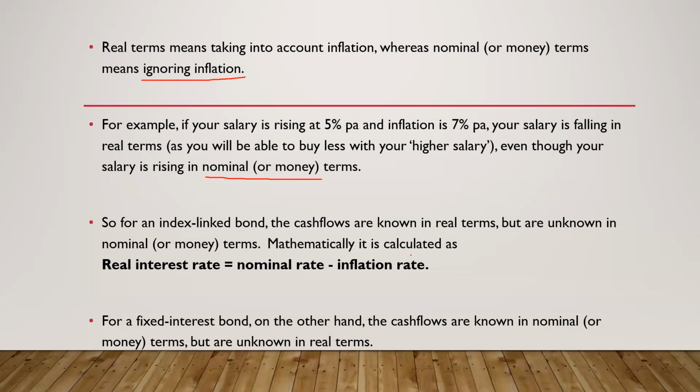Mathematically, in terms of interest rates, we define a relationship as real interest rate is equal to nominal rate minus the inflation rate. This is just a formula as a piece of information for you all. So this will easily explain the relationship between real and nominal using this mathematical formula. So for a fixed interest bond, on the other hand, the cash flows are known in nominal or money terms, but are unknown in real terms.